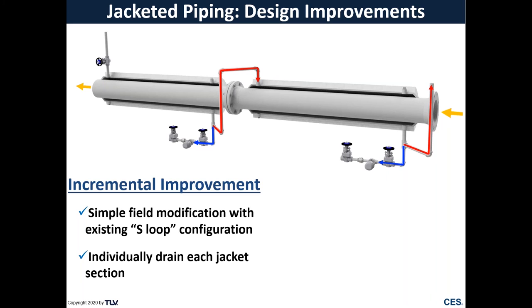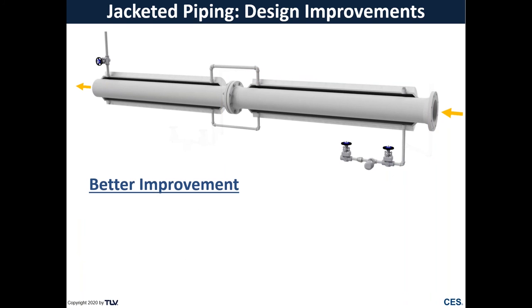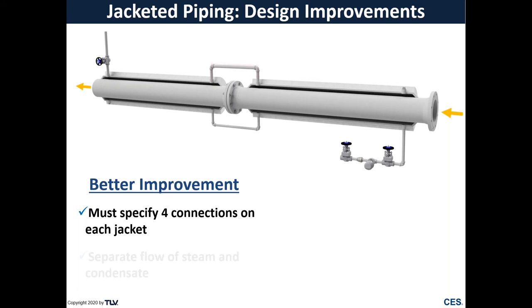However, a better alternative requires a bit more modification. So it's probably going to be a bit more difficult if the jacketed piping wasn't originally specified with four connections on each jacket section. Planning for four connections during the design phase and configuring this way allows for complete separation of the steam and condensate flows, minimizing the possibility of steam locking.